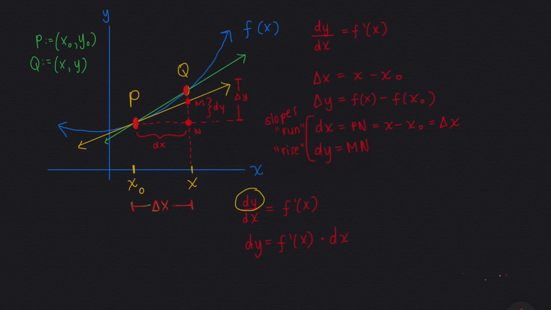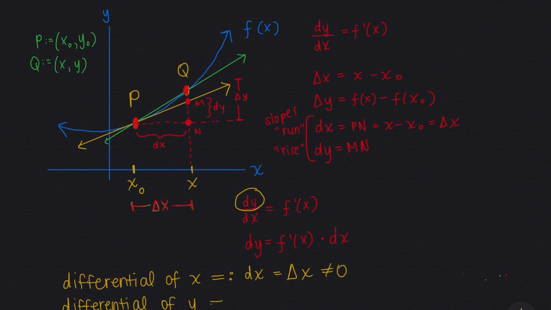And we can add some vocabulary now. The differential of x is our dx, which is the same thing as the change in x, as we saw from the graph, which cannot be 0. The differential of y is defined as dy, which, according to the equation that we just found up here, is equal to f prime of x times dx.